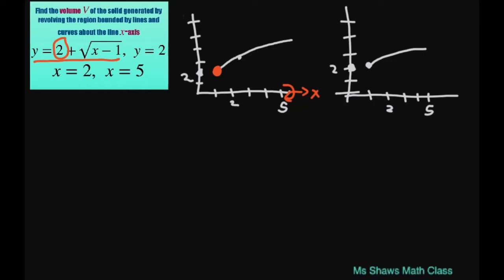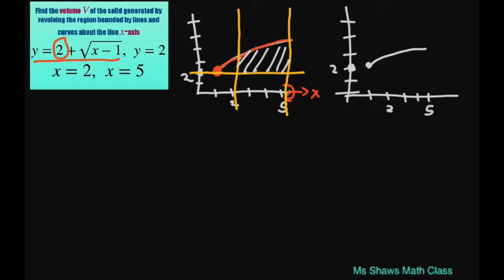So there's the starting point there. And then we're bounded by y equals 2, x equals 2, there's x equals 2, and x equals 5. All right, something like that. So this is our shaded region.